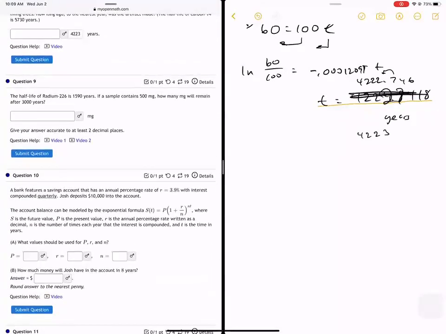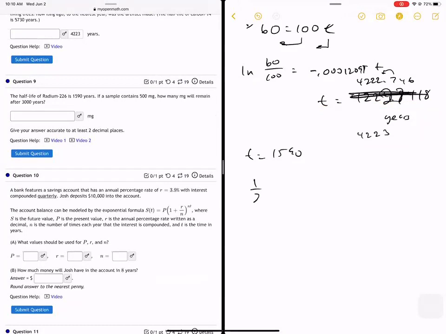Looking at number 9, the half-life of radium is 1590. If a sample contains 500 milligrams, how many milligrams will be remaining after 3,000 years? Now the problem is, how do you get from 1590 to 3,000? It's not an easy jump. So it's one of those fractions of a jump. So that's why we have to find the rate.